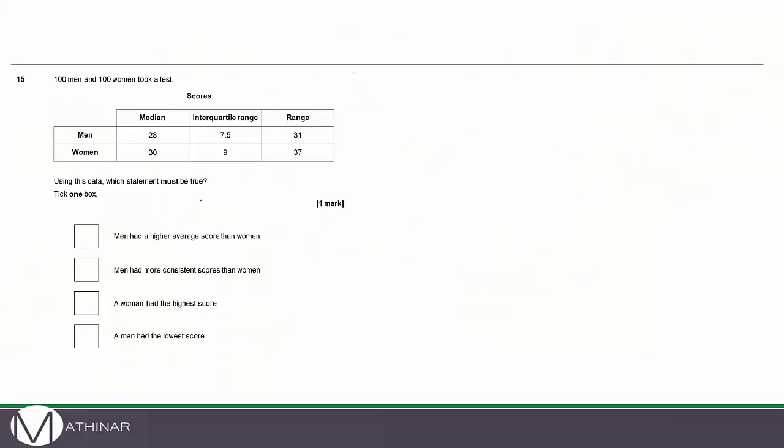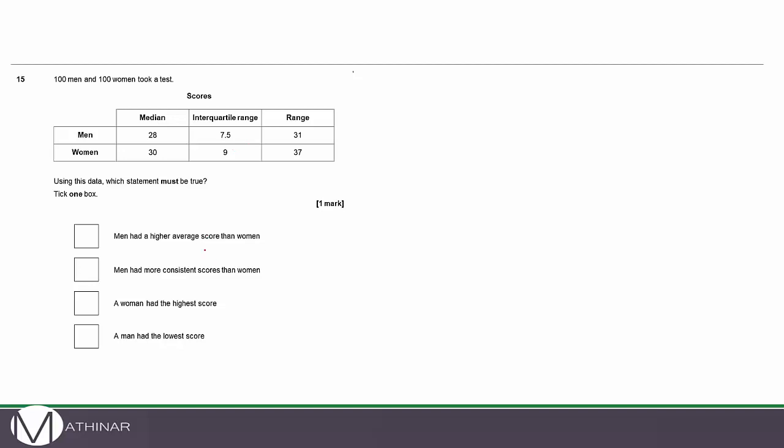Question 15. 100 men and 100 women took a test. Using the data, which statement must be true? Tick one box. So men had a higher average score than women, men had more consistent scores than women, a woman had the highest score and a man had the lowest score. So let's see what information we are given. So we're given the median, which is an average. We are given the range, which is a measure of spread of data, and we're given the interquartile range, which is also a measure of the spread of data.